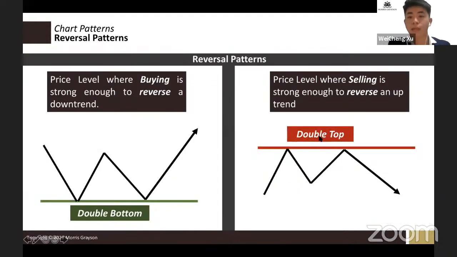So next, let us talk about the reversal pattern, which is another very commonly used pattern in the Forex market. This pattern usually signals whenever there's a potential transition or change in a particular trend in the market. For a transition from a downtrend to an uptrend, you will get a double bottom, while on the other hand, for a transition from an uptrend to a downtrend, you'll get a double top.